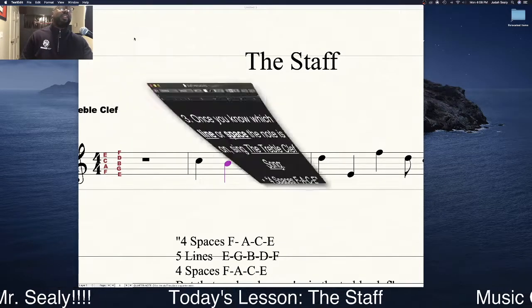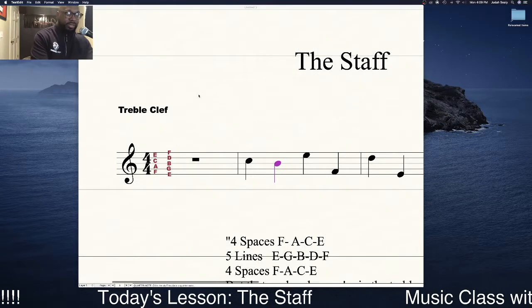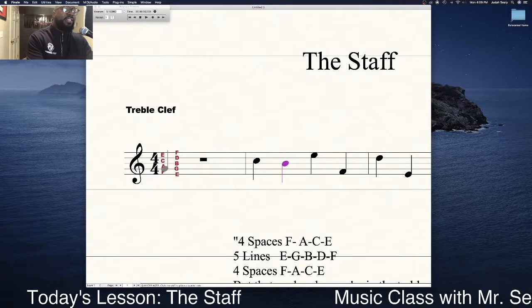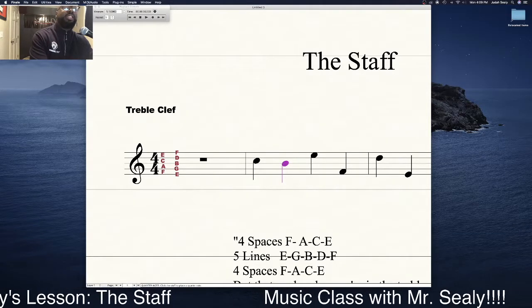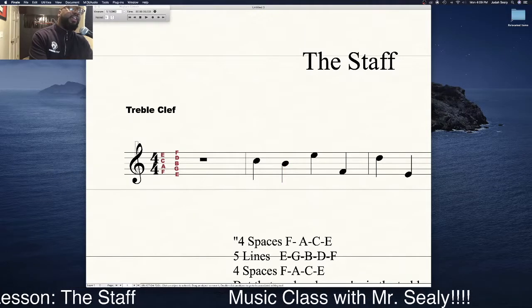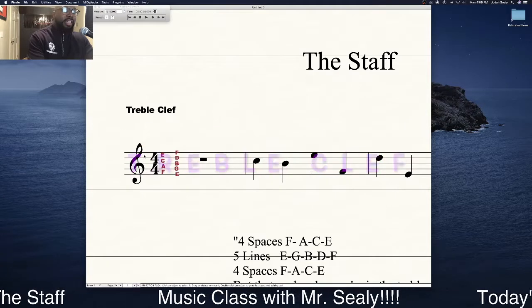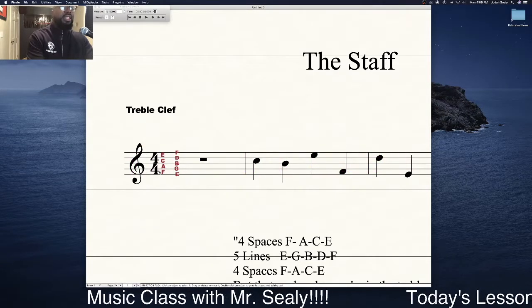What is the treble clef song? I'm glad you asked. Now, if we were paying attention earlier, which I'm sure all of you were, when I put up this staff, I had these letters here. Well, first of all, you may be wondering what this symbol is. This symbol right here is called a treble clef. Say treble clef.